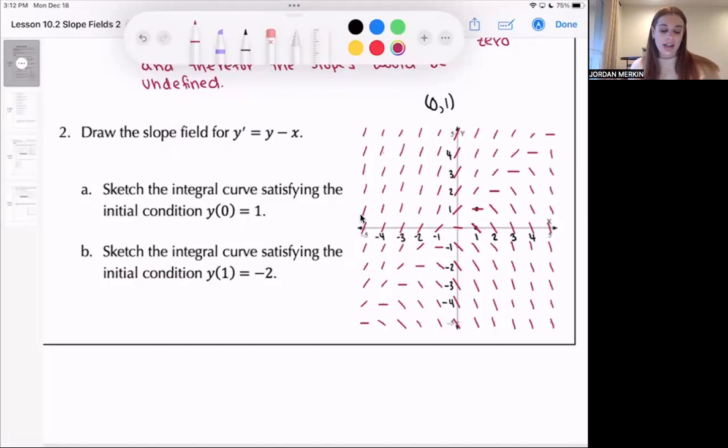So A says sketch the integral curve satisfying the initial condition y of 0 is equal to 1. I'm going to do this in blue so you can see. You go ahead and put a dot at the point 0, 1, which is right here. And then you follow your slopes, essentially. They'll guide you to where you need to go. And actually, these slopes are all the same. They're slopes of 1. Let's see. And so your solution curve is actually the one in blue.